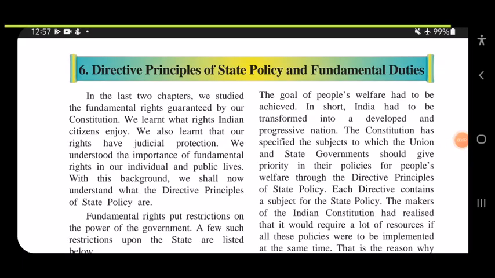Good morning, students. Today we will start with a new lesson in civics. The name of the lesson is Directive Principles of State Policy and Fundamental Duties.